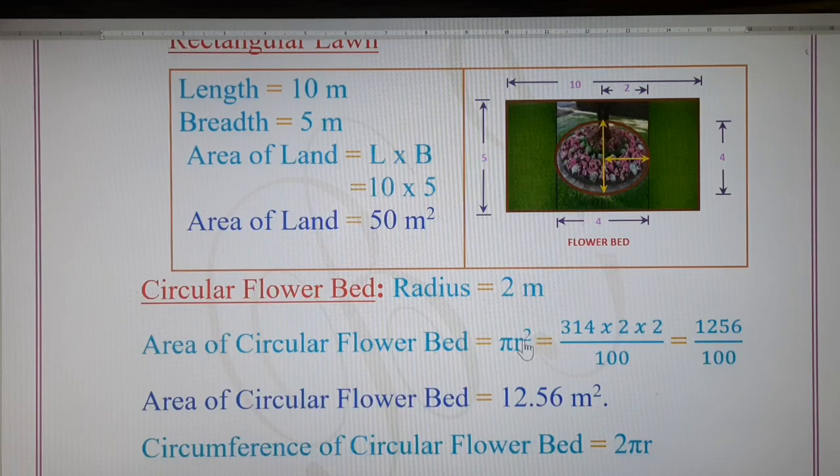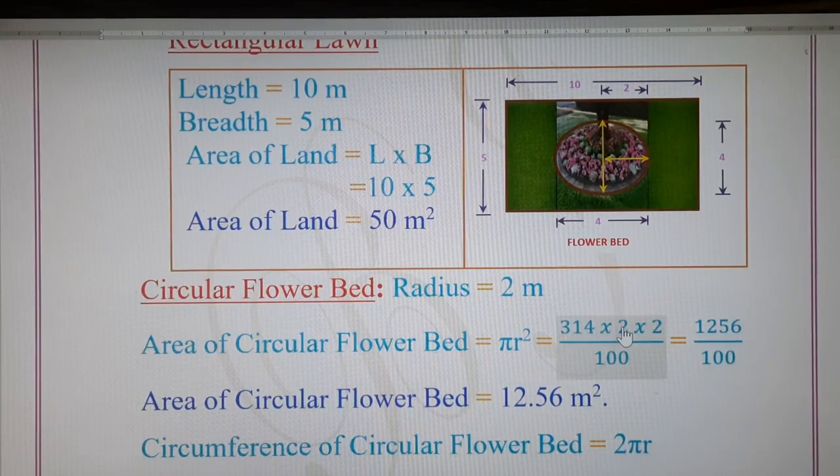And r square means r is multiplied with itself 2 times. R square means r into r. So radius is 2 meter. So instead of r into r, we'll write 2 into 2. So our next step will be 314 into 2 whole upon 100. So here denominator 100 will remain same as it is in the next step, and we'll multiply 314 into 2.